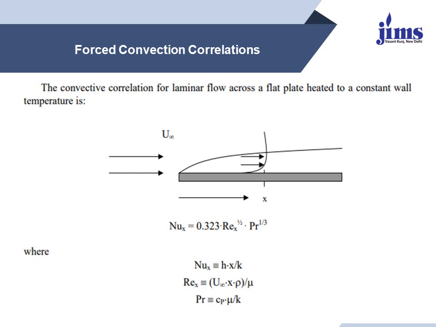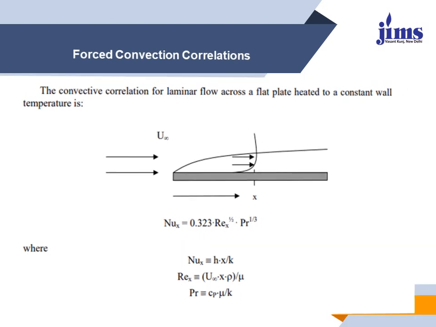So mathematically Nu_x is equal to 0.323 Reynolds number power 1 by 2 and Prandtl number power 1 by 3, and the local Nusselt number is equal to hx by k, and the Reynolds number is equal to u x rho divided by mu, where u infinity is equal to free stream velocity, x is the distance from the leading edge, rho is the density of the fluid, and mu is the dynamic viscosity. Prandtl number is equal to mu Cp divided by k, where Cp is the specific heat and k is the thermal conductivity. These are the mathematical expressions for the different numbers, Nusselt, Prandtl, and Reynolds number.